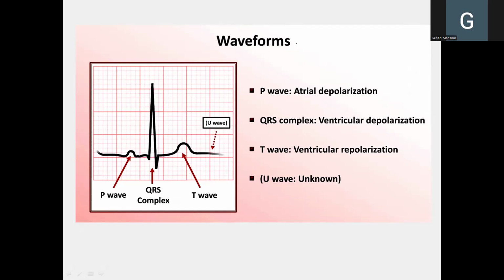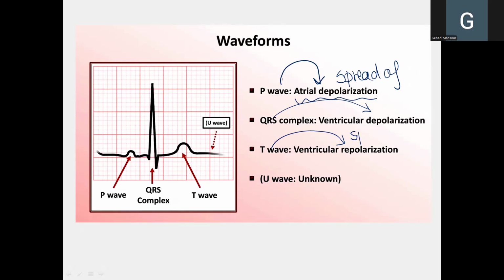We have the P wave, and this is the first time we define what the P wave represents. So the P wave is a recording or a tracing that records the spread of atrial depolarization, or the spread of the wave of depolarization over the atria. The QRS complex as a whole represents the spread of the wave of depolarization over the ventricles. The T wave represents ventricular repolarization, or again, the spread.